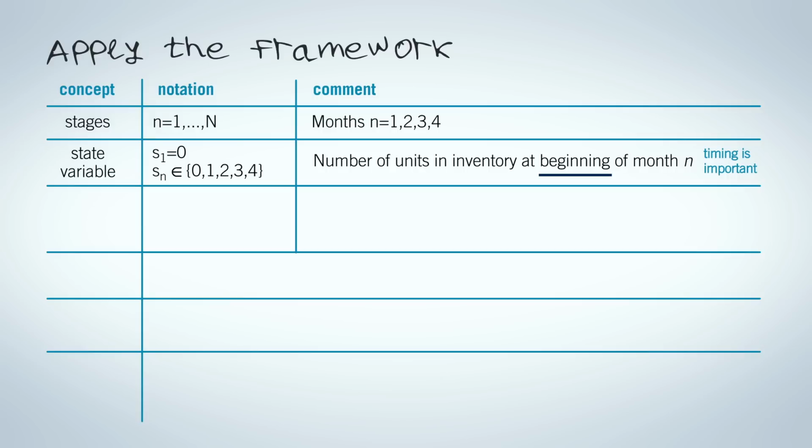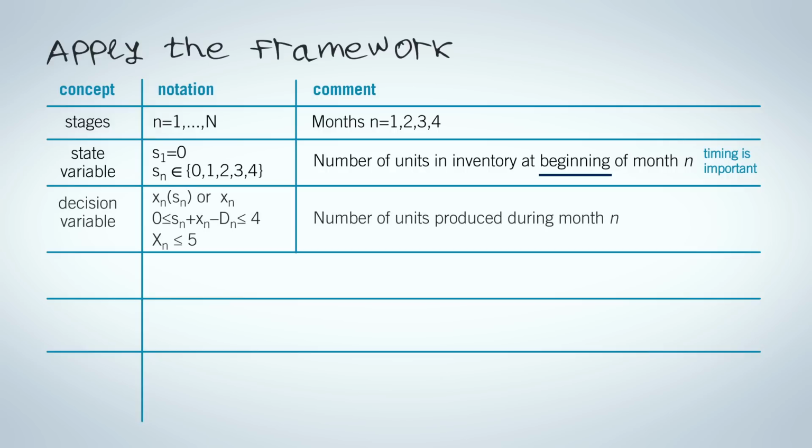So you need to know this state variable, and you need to know the decision variable, which is the number of units produced during month N. So that's the X in this case. We're always going to use S, and we're always going to use X. Now these 3 that I've starred, you definitely need to do them for every problem. And then you may want to go straight into solving the problem.